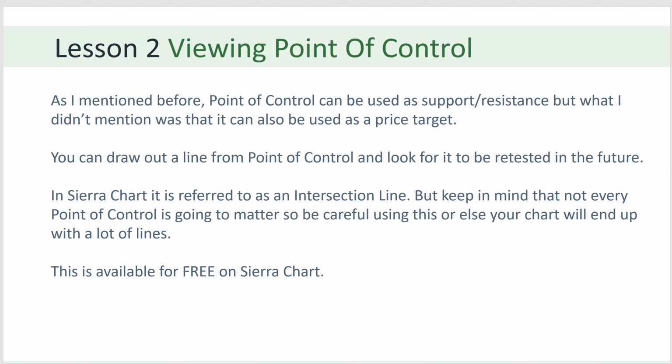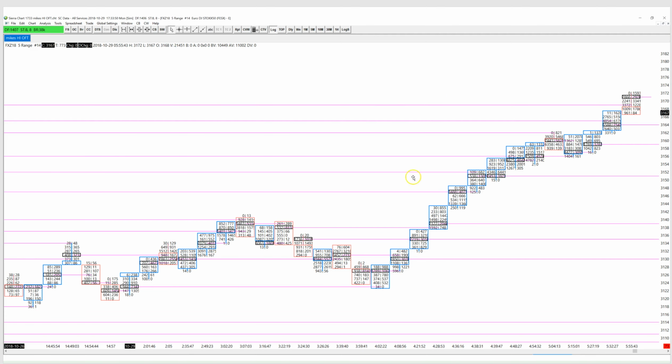Keep in mind that not every point of control is going to matter, so be careful using this or else your chart is going to end up with a lot of lines. And it's available for free on Sierra Charts. I showed you a chart in a previous lesson, but this is what it's going to look like. All these lines going from left to right are previous point of controls. Obviously, it'll stop when it reaches there.